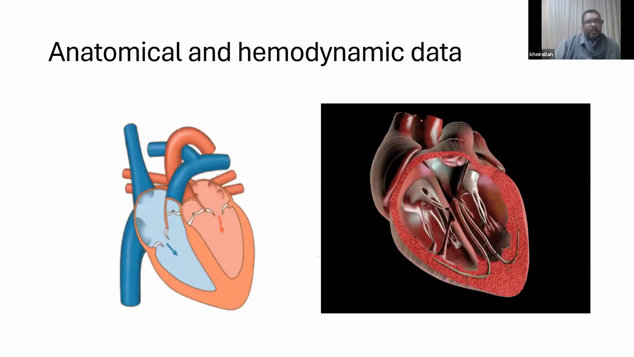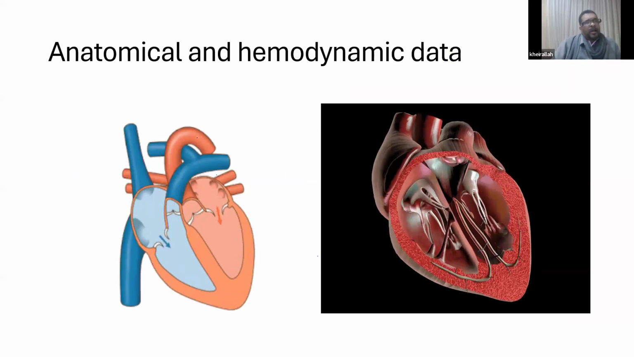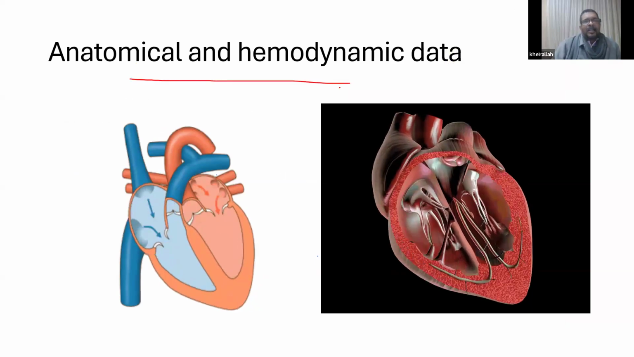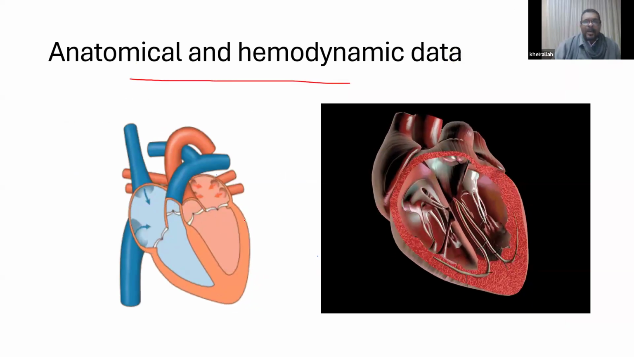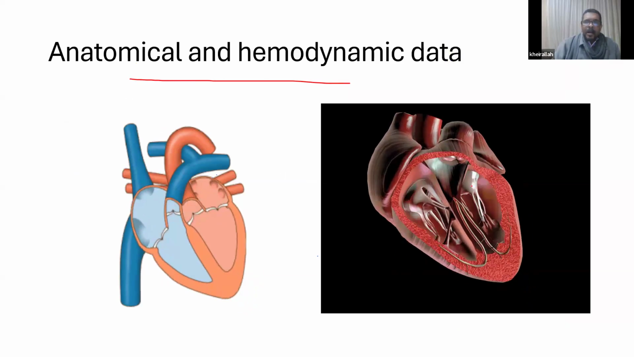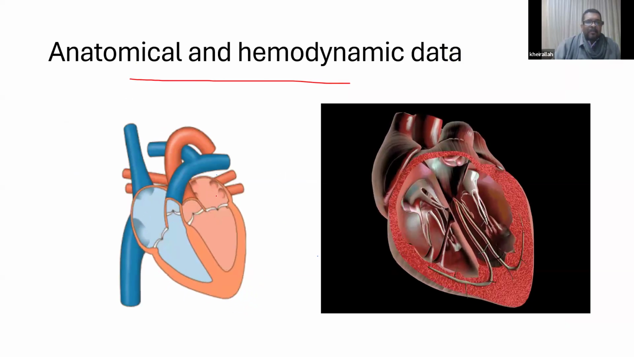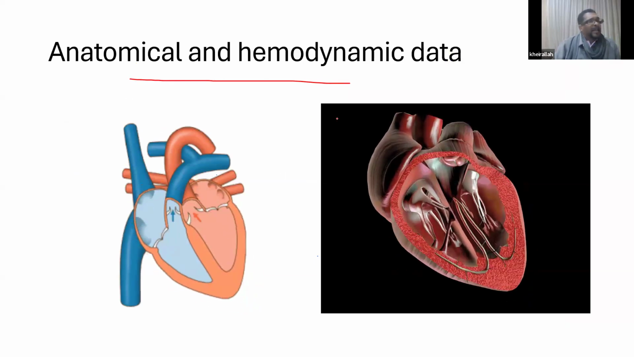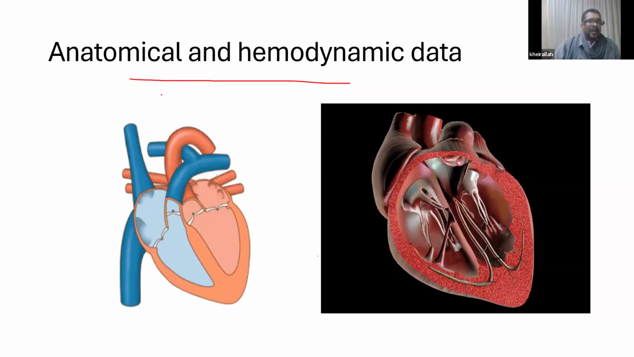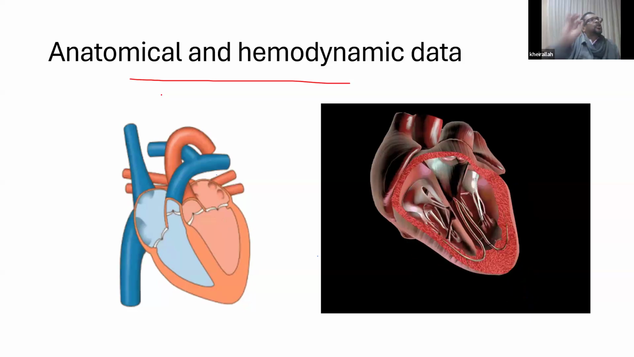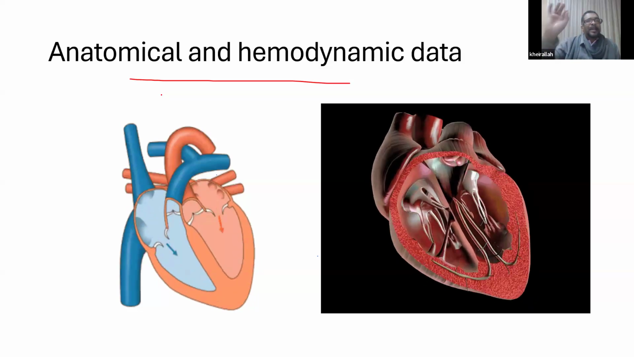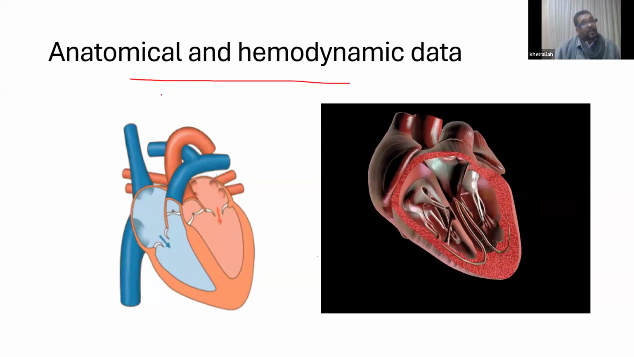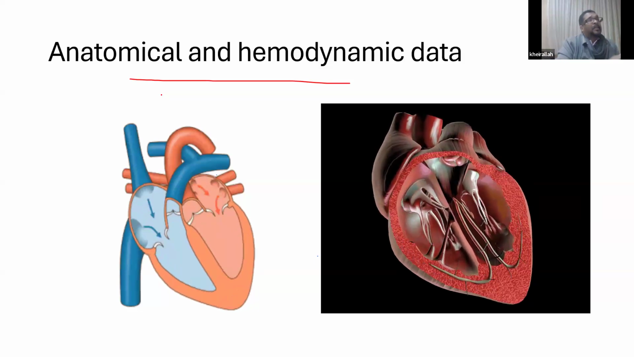I want to remind you that in echo, as we will discuss later together, there is always anatomical data and hemodynamic data. We look at the structure, how it looks, and then we have the flow of the blood, the pressures in the chamber, and all of that. These are called hemodynamic data. And we always should obtain both data. Anatomical data by itself is not enough. Hemodynamic data by itself is not enough.